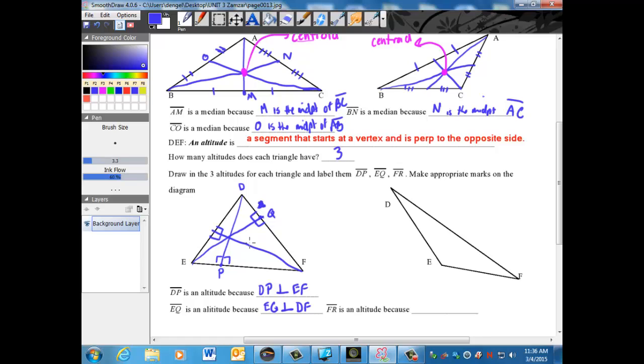And then last one, FR. Let's put a point here. This is going to be R. And we can say FR is an altitude because FR is perpendicular to DE.